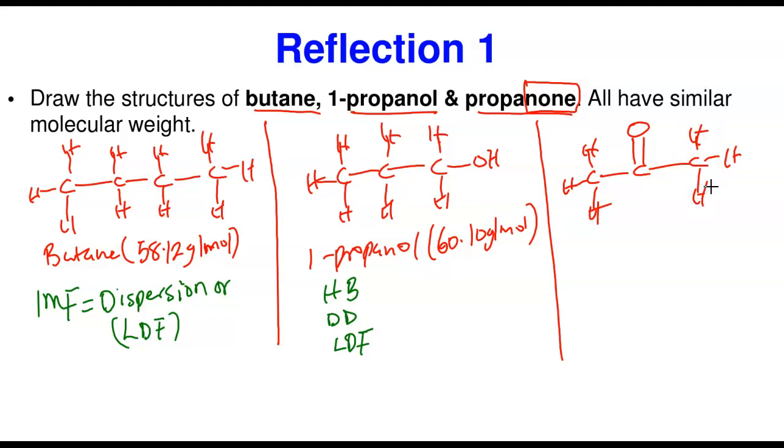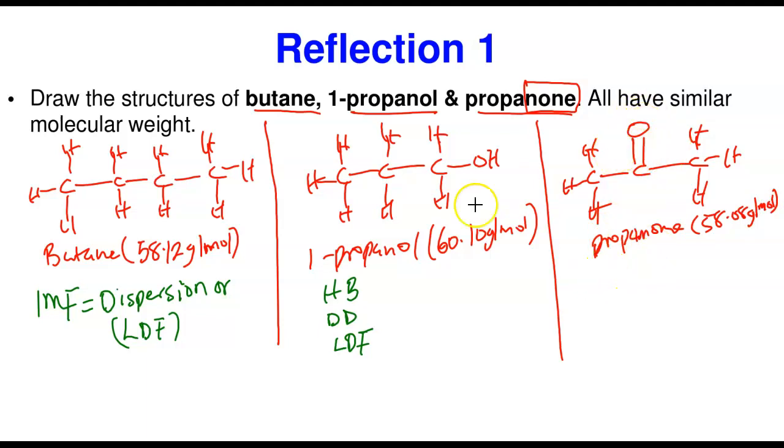And now we have our propanone or 2-propanone, whichever you want to call it. Now remember, this doesn't have hydrogen like we just said in the previous slide. So it can undergo dipole-dipole. Let me write the molecular weight. The molecular weight of propanone or 2-propanone, it doesn't matter, is 58.08 grams per mole. And then what type of intermolecular force?